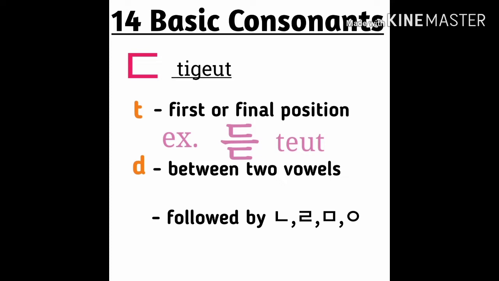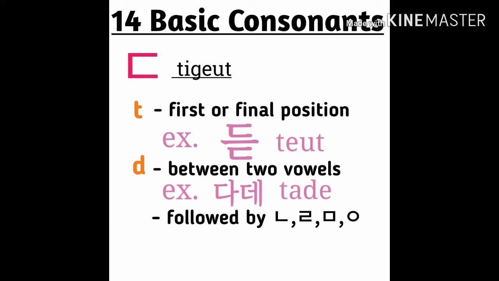Another rule. Between two vowels, it will sound as D, letter D. For example, this word. The tigut is in the middle of two vowels, it will sound as letter D. So this example is tade.